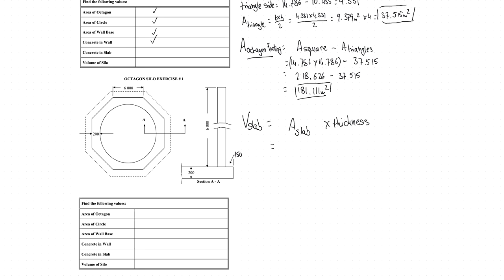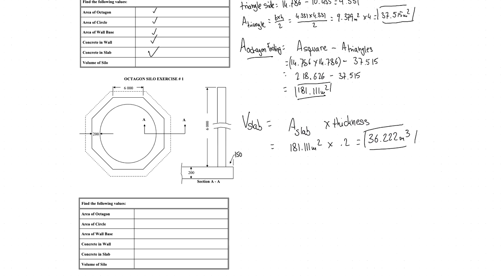Area we just figured out, so 181.111 meters squared times our thickness of 0.2 gets us 36.222 cubic meters of concrete. And at the end, if there is a question to say, okay, how much concrete do we need to order in total, add them all up, and then if it says, okay, round up to the next meter or whatever, then you do that rounding. Great, so concrete of the slab, finally did it.